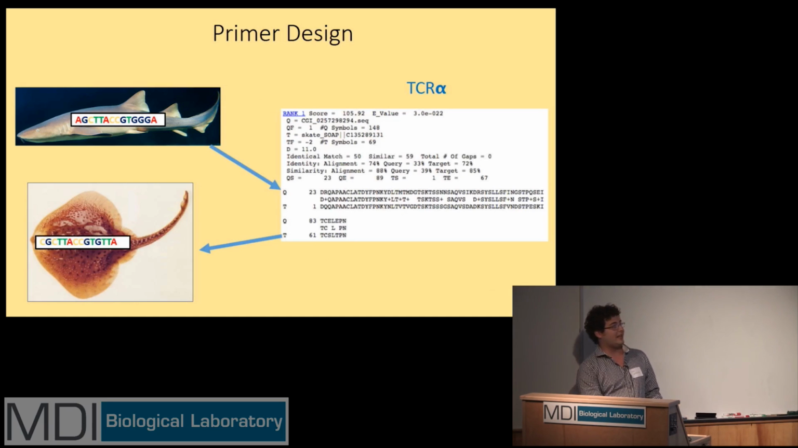The result page will look something like this, and while it looks like a lot of nonsense, it's essentially just showing me what aligns between the information we put in, the nurse shark information, and what we get out, which is the skate sequence. So that's great. Now I know what the sequence of the skate is, and I can make primers for it. But I really need to make sure that I'm isolating the gene that I want and not some other piece of DNA that's not going to work for me.